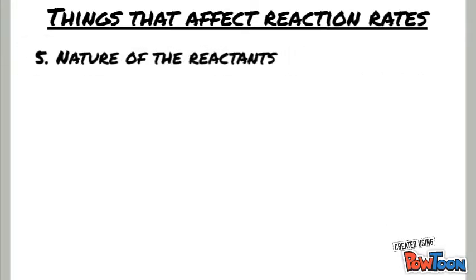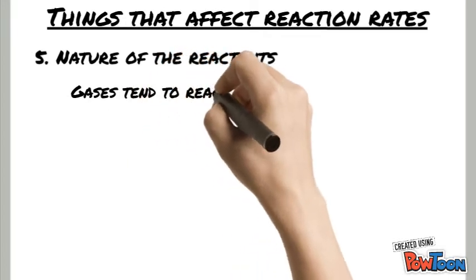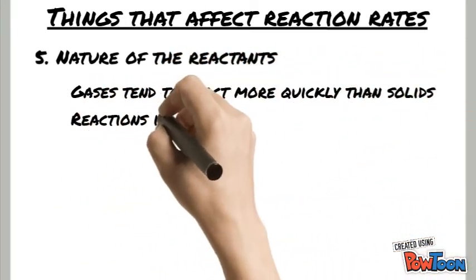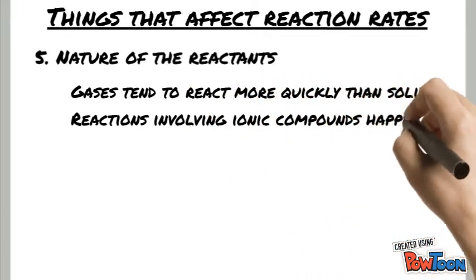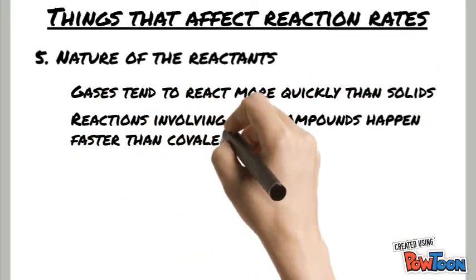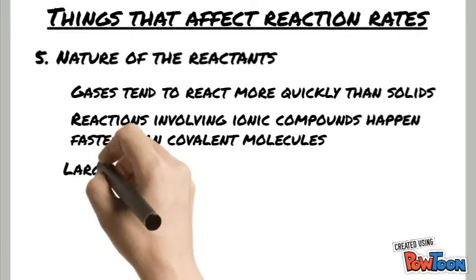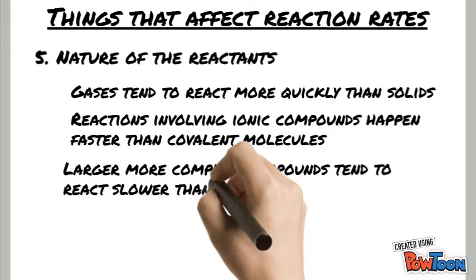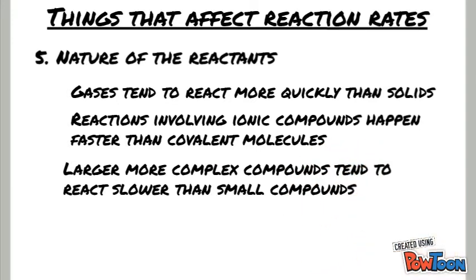The fifth thing is just the nature of the reactants. So gases tend to react more quickly than liquids or solids. Reactions involving ionic compounds happen a little bit faster than covalent molecules. And larger, more complex compounds tend to react a little bit slower than smaller compounds. So just the way the reactants are formed and what kind of reactants there are and their state is going to make it happen faster or slower.